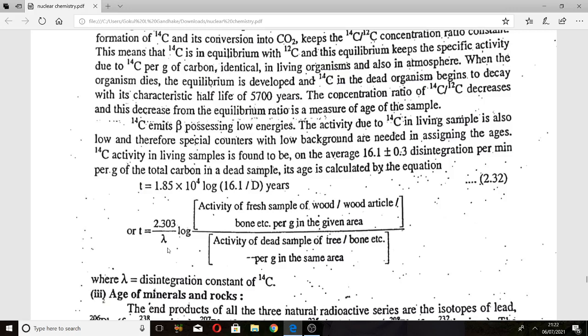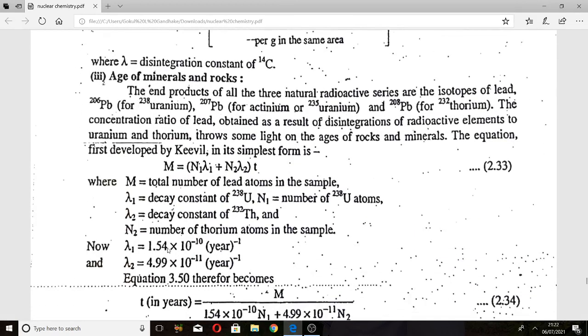Next, the example is the age of minerals and rocks. Here, the end products of all three natural radioactive series are considered. We have already seen that the natural radioactive series are the uranium, actinium and thorium series. These are the three natural radioactive series.